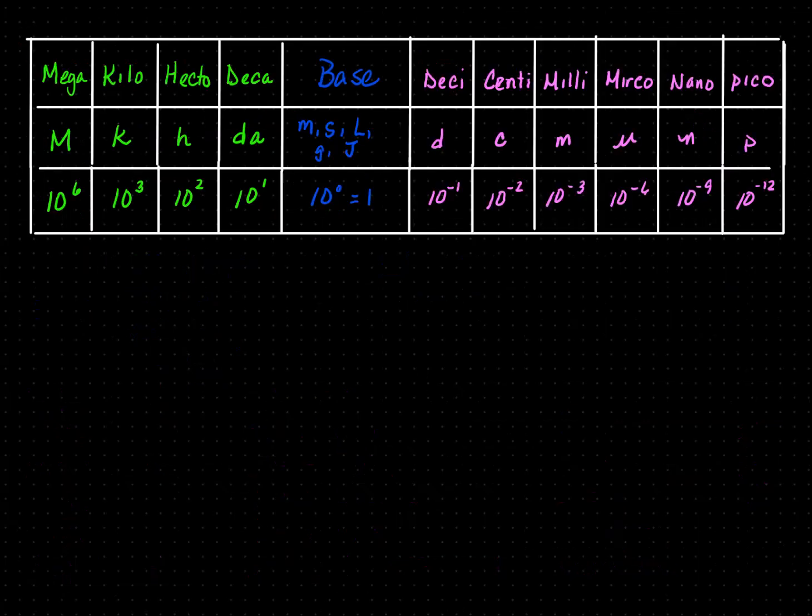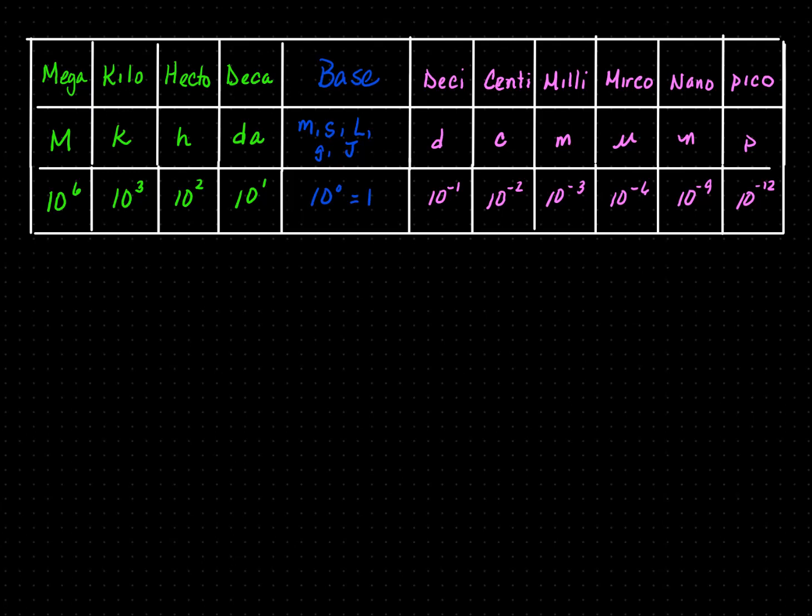Mega means 10 to the 6th. Kilo is 10 to the 3rd. Hecto is 10 to the 2nd. Deca is 10 to the 1st. Base is 10 to the 0. Anything to the 0 power is equal to 1 or itself. Deci is 10 to the negative 1st. Centi is 10 to the negative 2nd. Milli is 10 to the negative 3rd. Micro is 10 to the negative 6th. Nano is 10 to the negative 9. Pico is 10 to the negative 12.